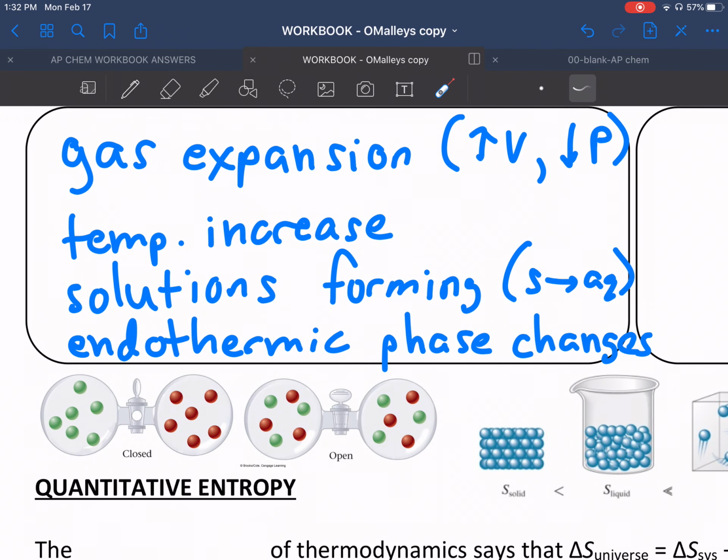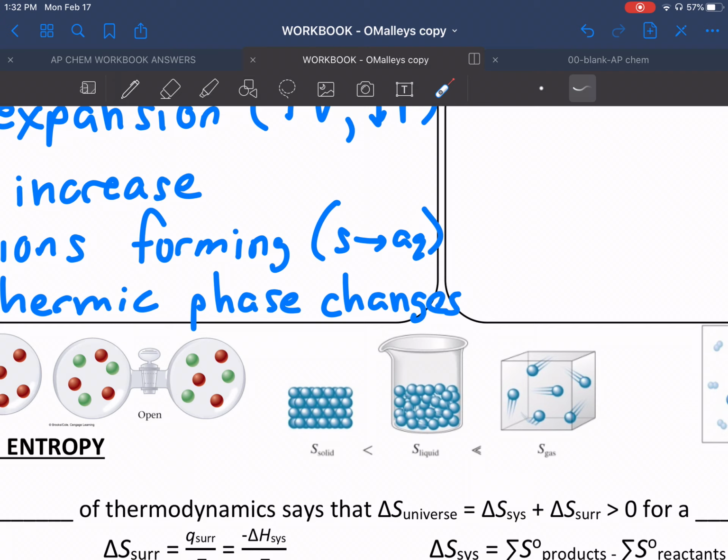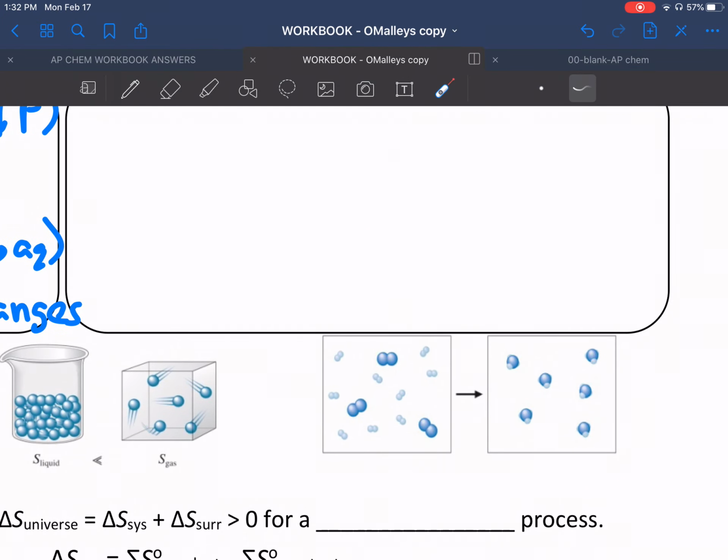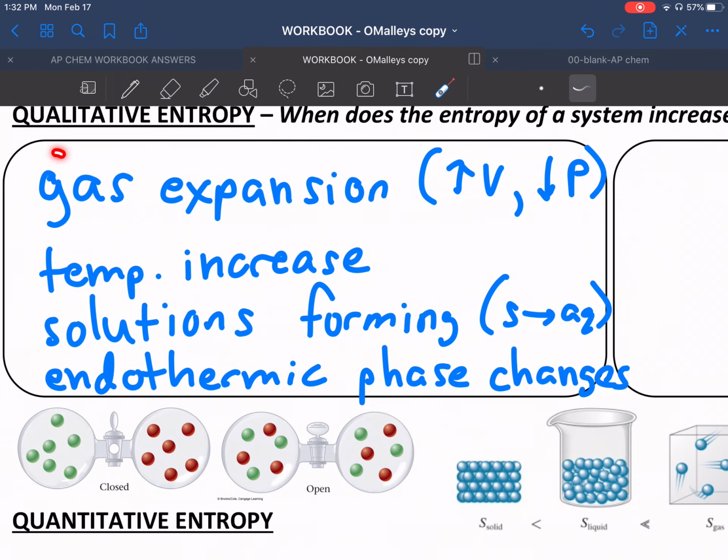There's a couple of pictures on your notes that show these. Here's a gas just mixing together, in a closed system, and then combined, it's more randomized, so the entropy is increased. As we go from a solid to a liquid and a liquid to a gas, you get greater and greater entropy as a result. And just when we make more gas particles, the one here shows a chemical reaction. So these are all physical changes.